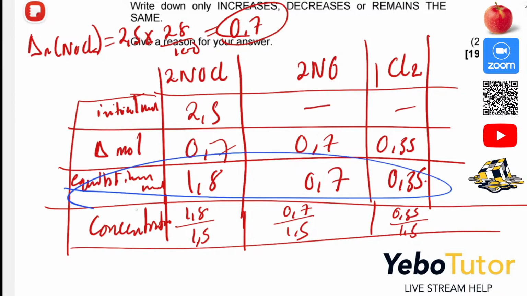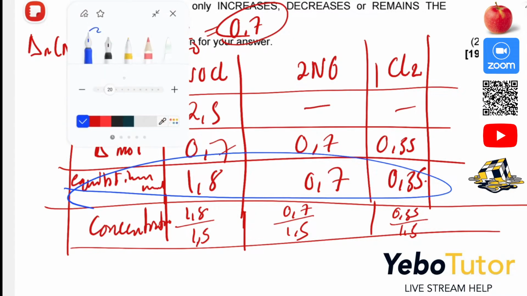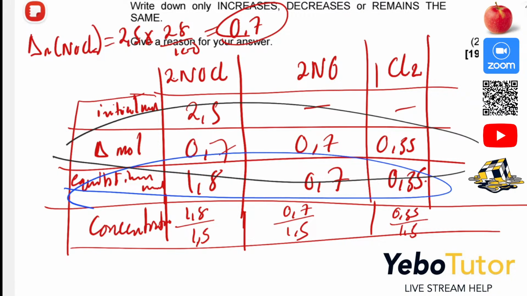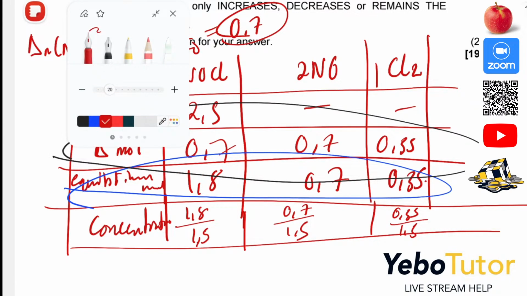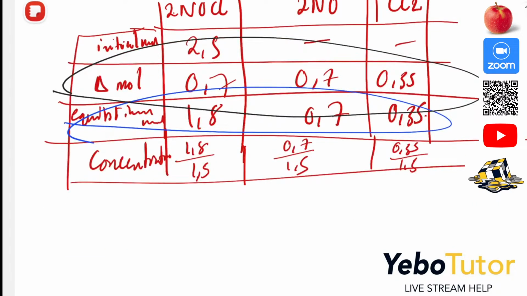This is the most important part. These two are the most important part. Let's use the other color to be black. We know the change in moles. We also know the equilibrium number of moles. Now we can calculate our Kc value.